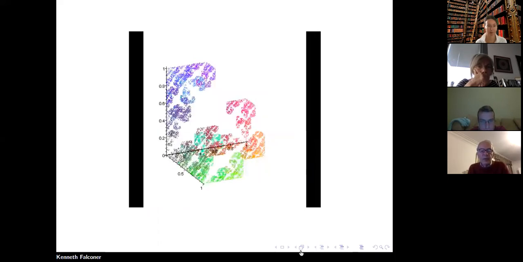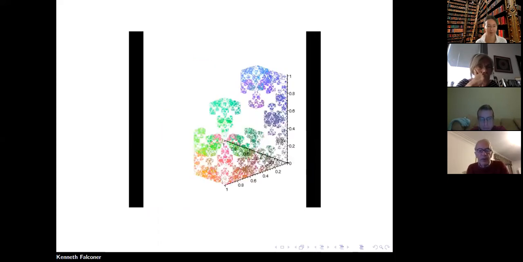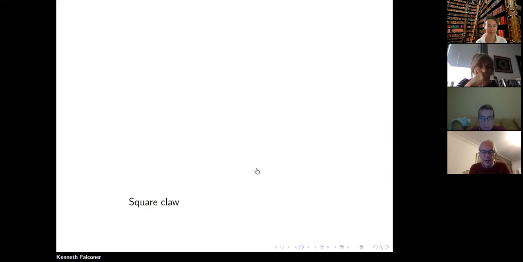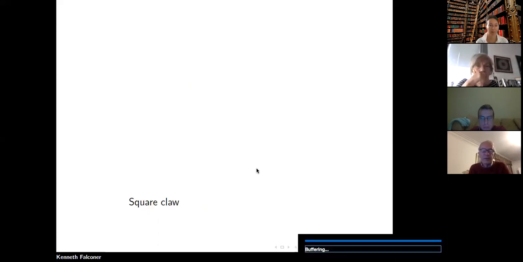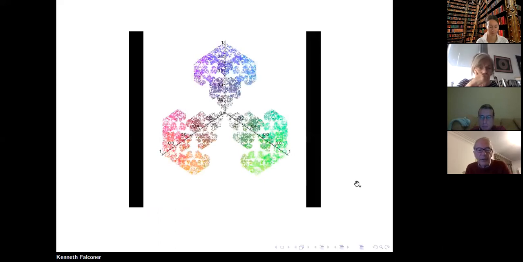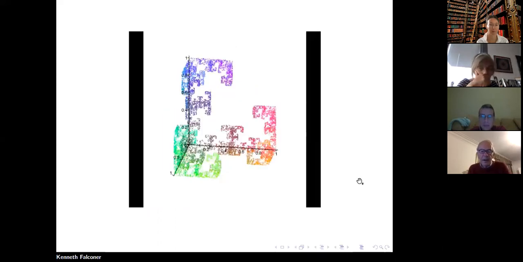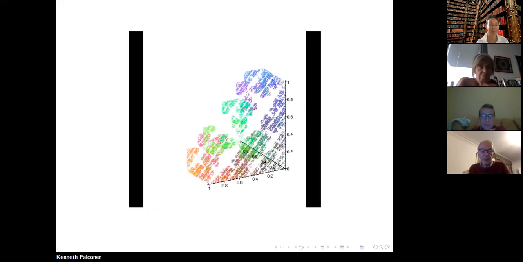Then there's another one with the order 6 symmetry, which I call the square claw. Again, you can see it moving around to give you an idea of what it looks like. You've got the rotational and the reflective symmetry in the principal plane. Sorry, there it is again. I hope these are coming across reasonably well.